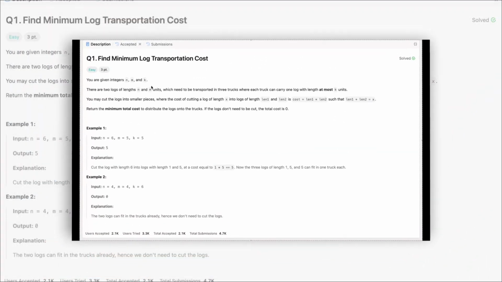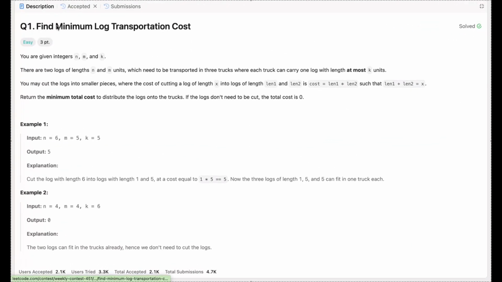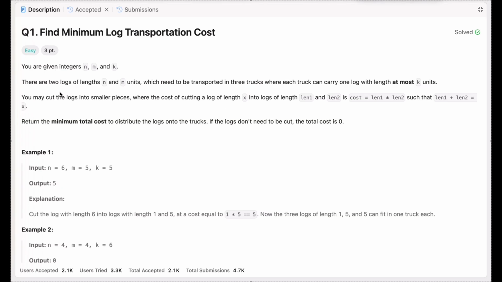Very important question from the LeetCode weekly contest 451, on Sunday. So today is Sunday, and the first question is that we have to find the minimum log transportation cost. Let's read the question so you will understand it easily. Let me zoom in. Just pause this video and go through the statement.